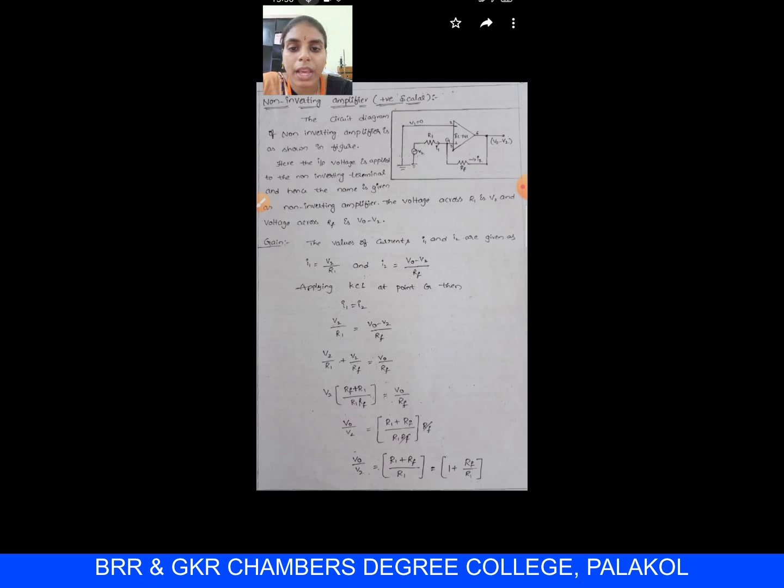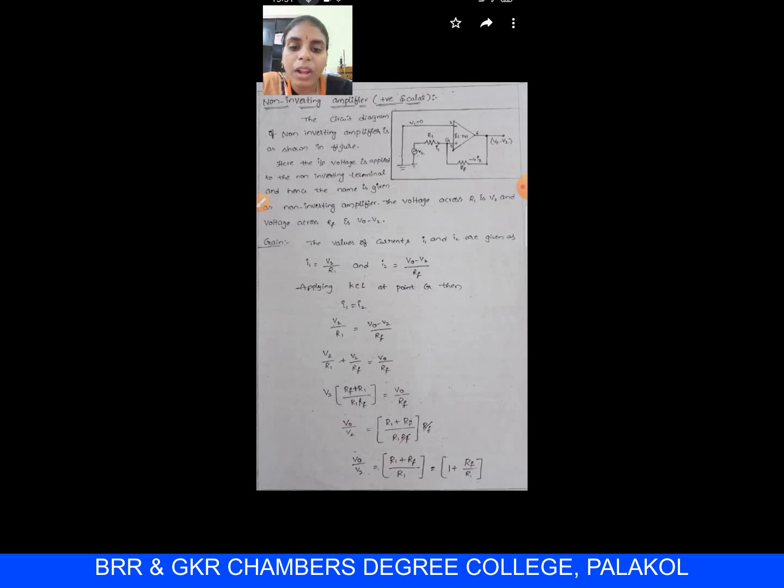Here we obtain the gain. The values of currents I1 and I2 are given, according to Ohm's law, as voltage by resistance. The voltage for I1 is V2 and the resistance is R1, so I1 is equal to V2 by R1. I2 is equal to the voltage V0 minus V2 over resistor RF, so I2 is equal to V0 minus V2 by RF. According to Kirchhoff's current law, I1 is equal to I2. Then V2 by R1 is equal to V0 minus V2 by RF.